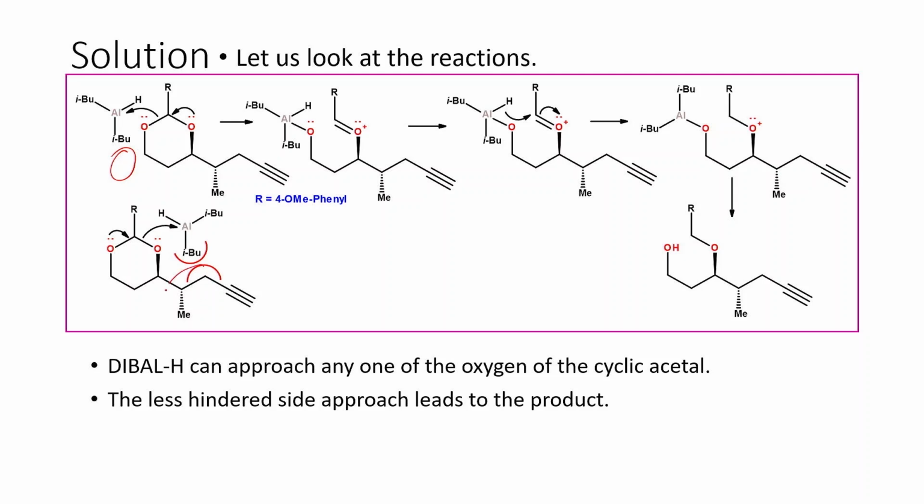Because of the presence of this methyl group and the alkyl chain, the diisobutyl aluminum hydride cannot approach from this side. Here I can say this is the right side and this is the left side attack. So on the right side it cannot come and attack, so it can only attack from the left side. That is how the opening of the ring leads to the required product. Now the R group, whatever I have mentioned here, is nothing but the 4-methoxyphenyl group, which is very bulky at the top.